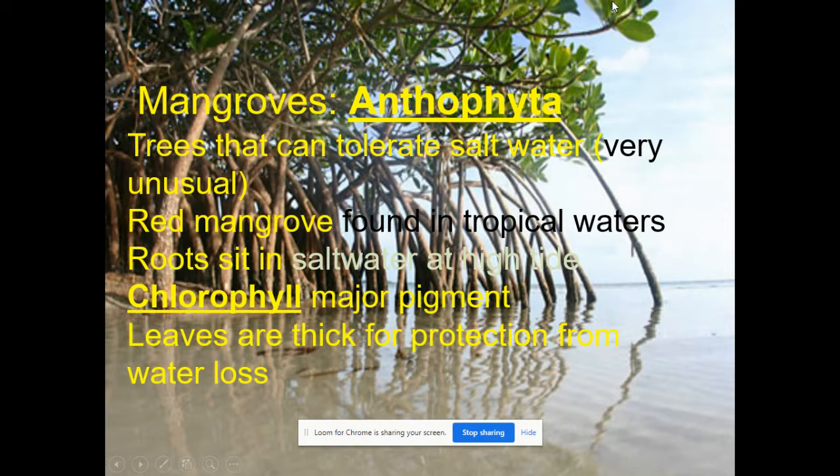The mangroves, you may have talked about these a little bit in like a 9th grade biology class. They're known as the anthrophytes as well. These are trees that can tolerate salt water, which is extremely unusual because most of the time, if you put a plant in salt water, it's going to die, especially a tree. The red mangroves are found in tropical waters, and their roots sit in salt water at high tide. So they're not always in salt water, but at some point during the day, they are. Chlorophyll is the major pigment, and the leaves are thick for protection from water loss.